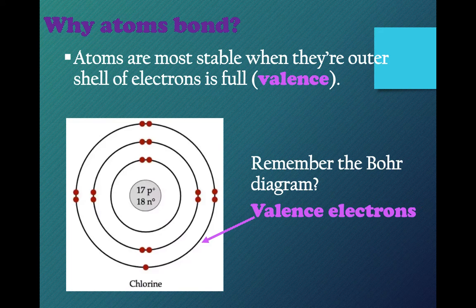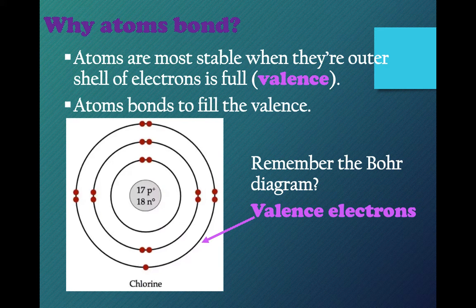Valence electrons, if you don't quite remember what those are, just a quick recap. Valence electrons are the electrons on the outside of the atom. These are the electrons that are basically involved in bonding. And what they're trying to do is make whatever this outer ring is full. That is the motivation for why atoms bond, that they're trying to get this outer ring completely full of electrons.